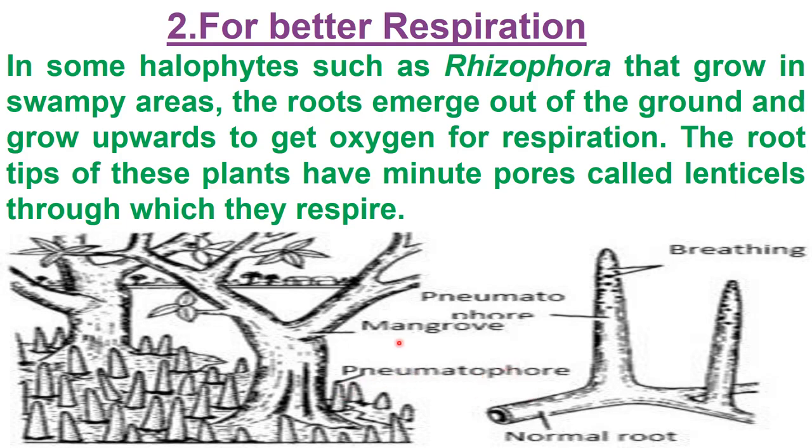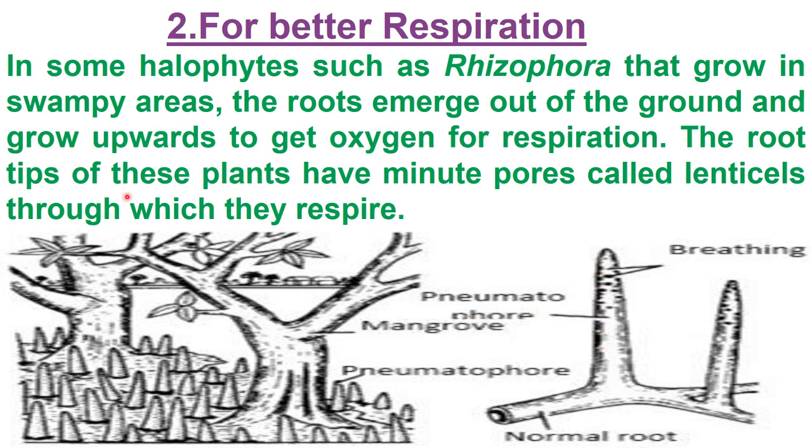Here you can see this is mangrove. Mangrove plant means the plants which grow in swampy areas. You can call these halophytes or mangrove plants, okay. So these roots are rising upward like this. These are called pneumatophores, okay.